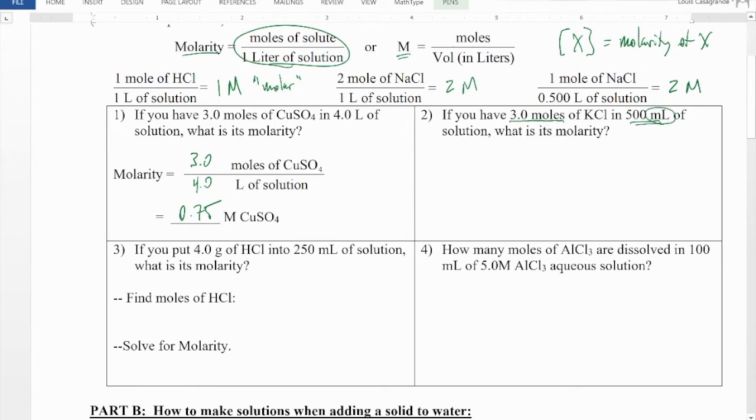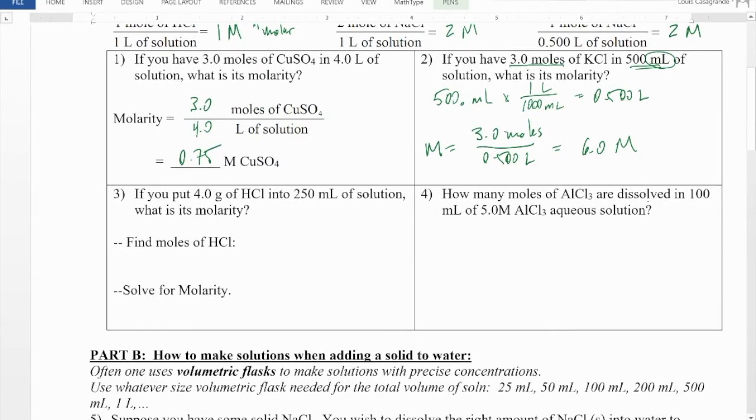Now, suppose we add 3 moles of KCl in 500 milliliters. Watch that. This is a conversion alert. The volume for molarity must be in liters. So the first thing we're going to do is take that 500. milliliters, and I'm going to put a decimal point there for some precision. 500. milliliters, and we have 1 liter in 1,000 milliliters, and that gives us 0.500 liters of solution. And then the molarity is just that 3.0 moles divided by 0.500 liters, or 6.0 molar solution. So nothing tricky about that.